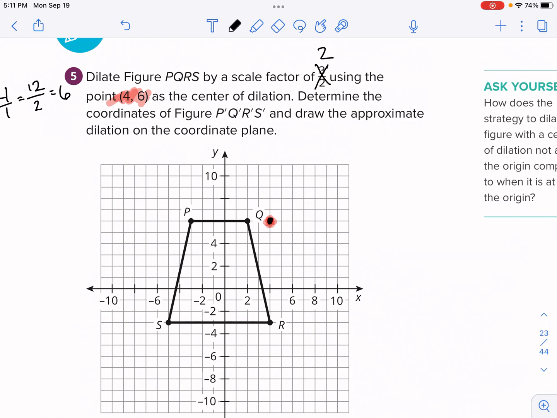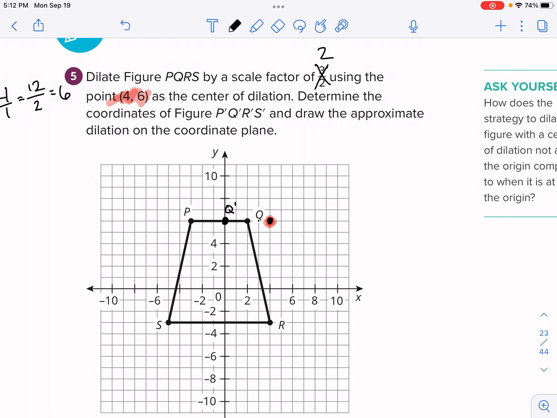So let's start with the one that's closest to it, which is Q. This looks like it's 2 to the left. So instead of going 2 left, we're going to go 4 left. So we're going to go 1, 2, 3. It's kind of hard to see, but we're going to put a point right here. All right, we'll call that Q prime.